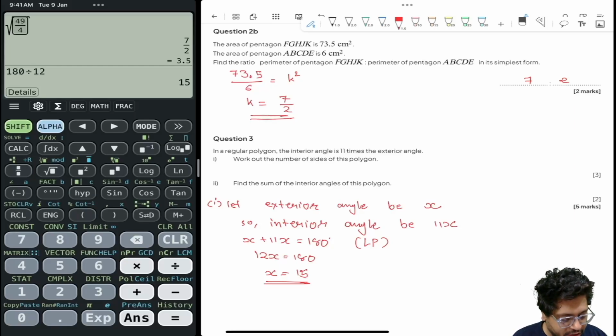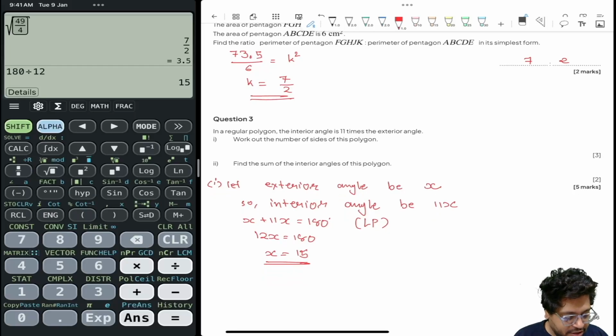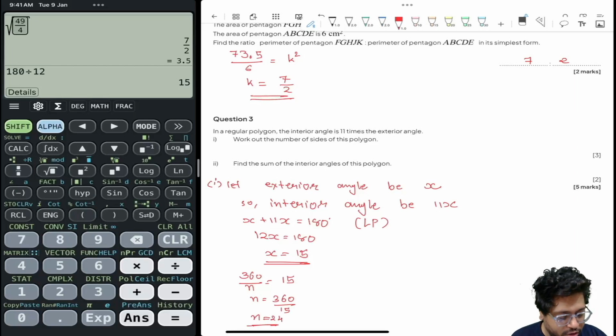Now we want to find the number of sides. Each exterior angle is equal to 15. I'm sorry, by mistake I told you interior angle; x is 15 and it is each exterior angle. The formula for each exterior angle is 360 upon n, that is equal to 15. So n is equal to 360 upon 15. n is equal to 24. So there are 24 sides.